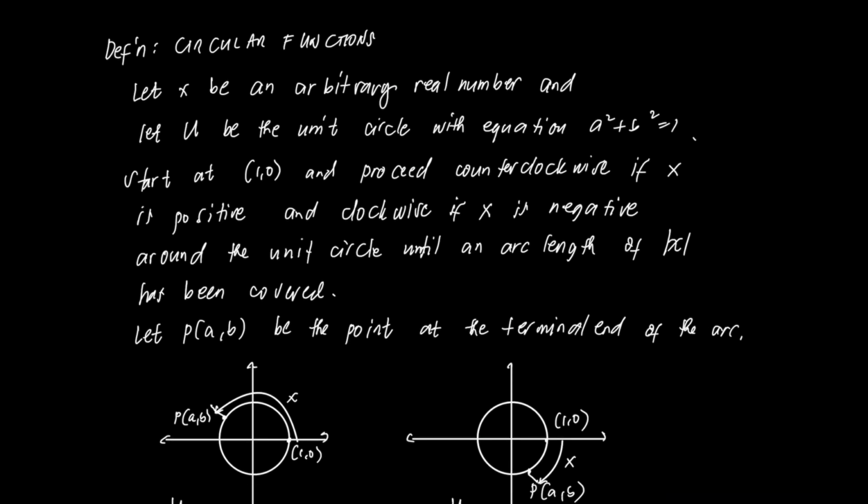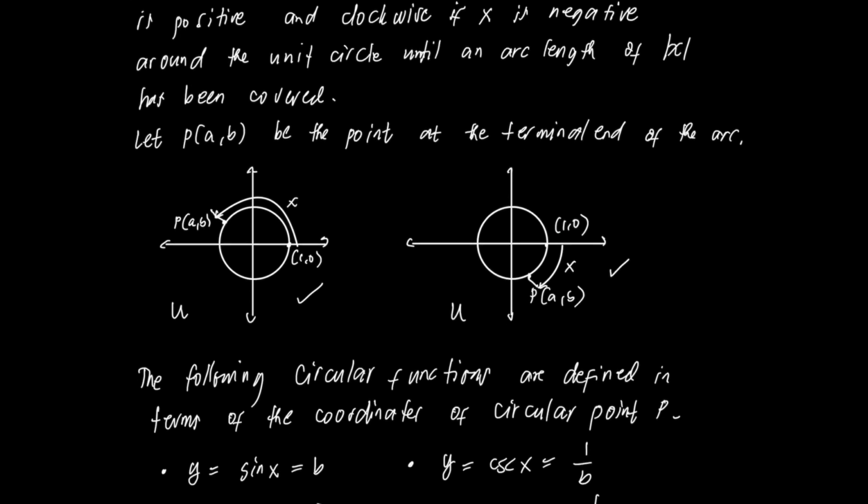Start at (1, 0) and proceed counterclockwise if x is positive, as shown in the first figure, and clockwise if x is negative, as shown in the second figure, around the unit circle until an arc length of the absolute value of x has been covered. Now let point (a, b) be the point at the terminal end of the arc.